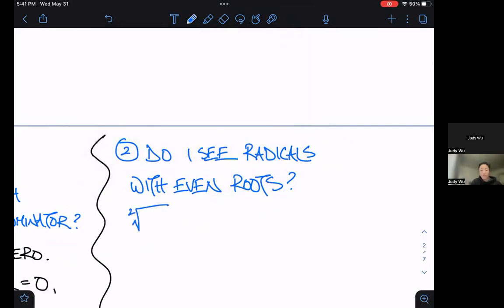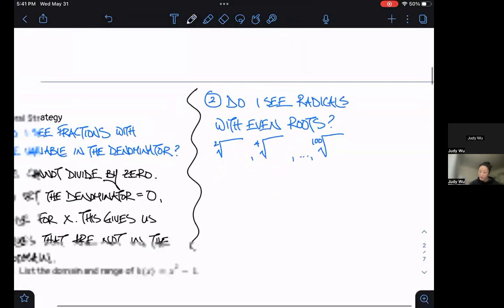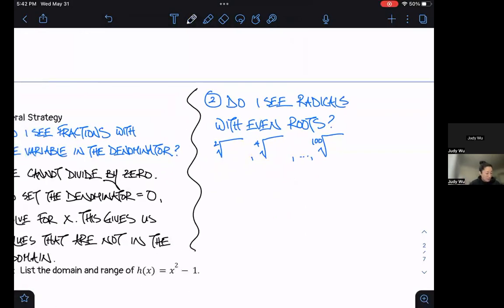Now, what I mean by that is a square root, right? There's secretly a 2 there. It could be a 4th root. It could be a 100th root, okay? Well, any even number in this root, we can sort of treat with the same strategy we're going to see right now, okay? So if you see a radical with even roots, then what you're going to do is this.